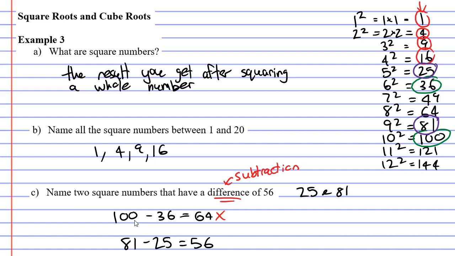When you solve questions like this, all you can really do is use trial and error. Try 2 numbers, see if it works. If it doesn't, try another 2 numbers. Anyway, that concludes our video on example 3.